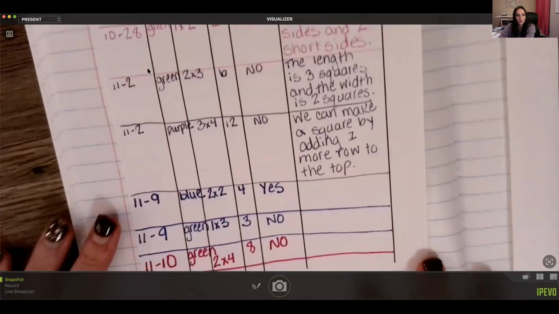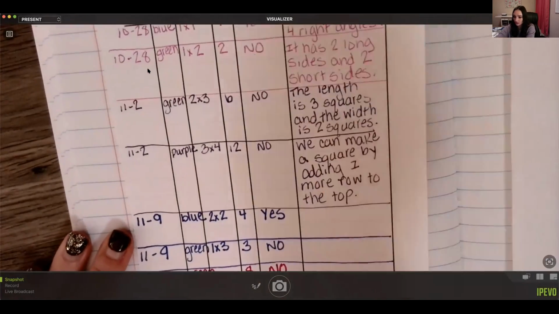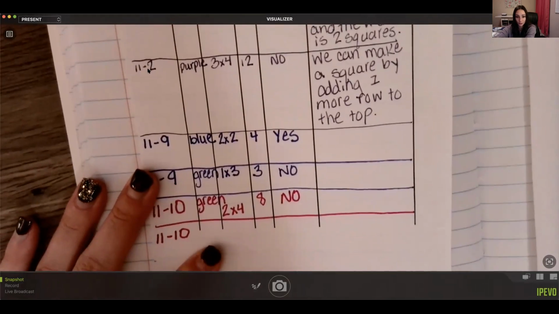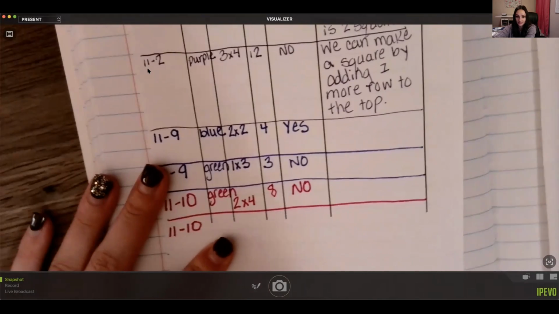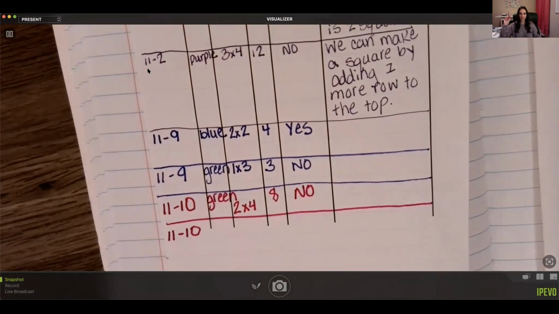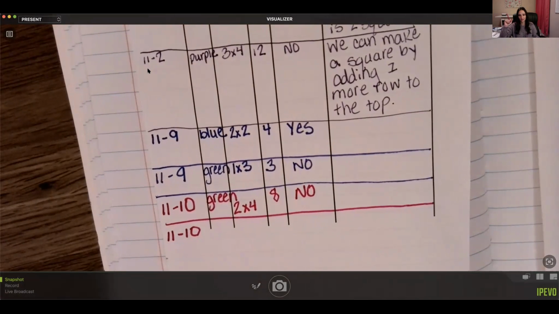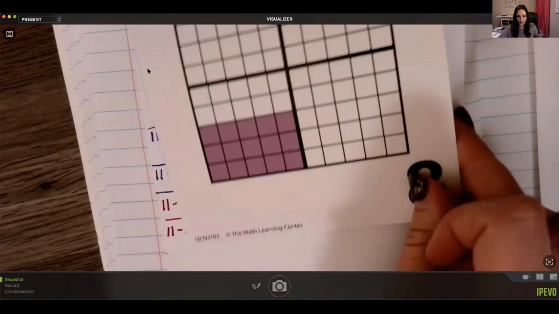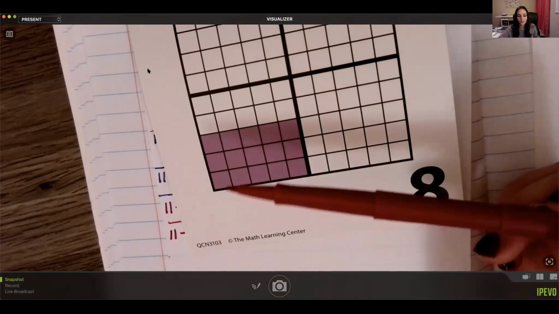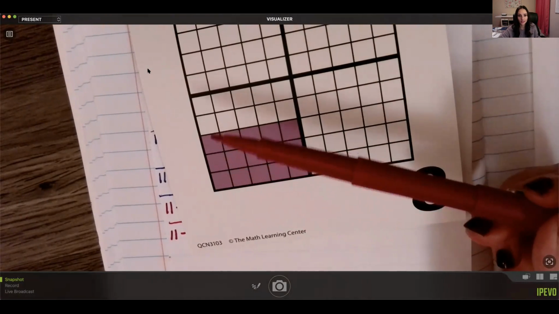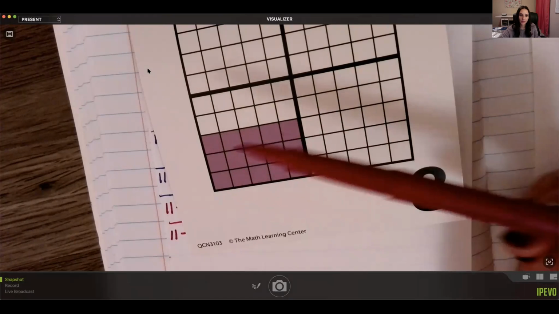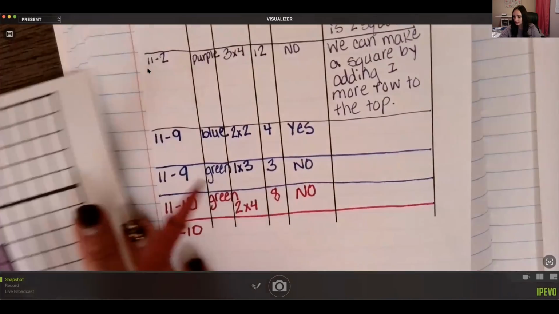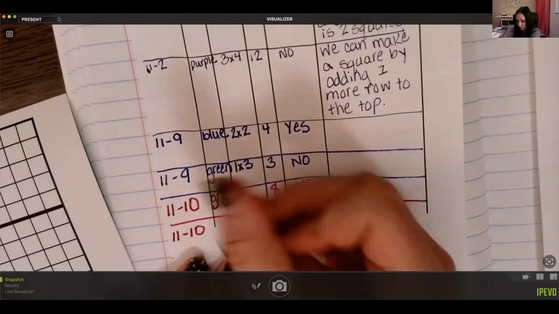Okay, and so we have blue, green, green, purple, blue, green, green. So let's think about in your head what you think the next card is going to be. If you guessed purple, you are exactly right. So for our height, we have 1, 2, 3 squares. And for our length, we have 1, 2, 3, 4, 5 squares. So we're going to write purple for the color.